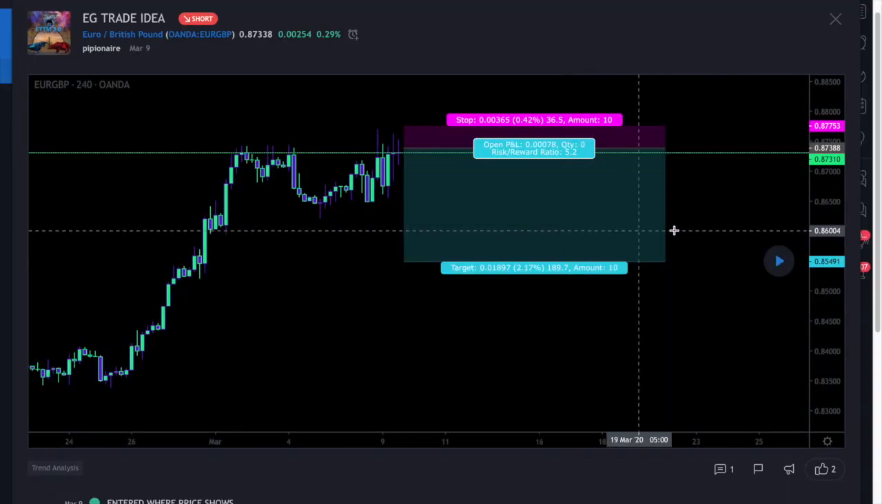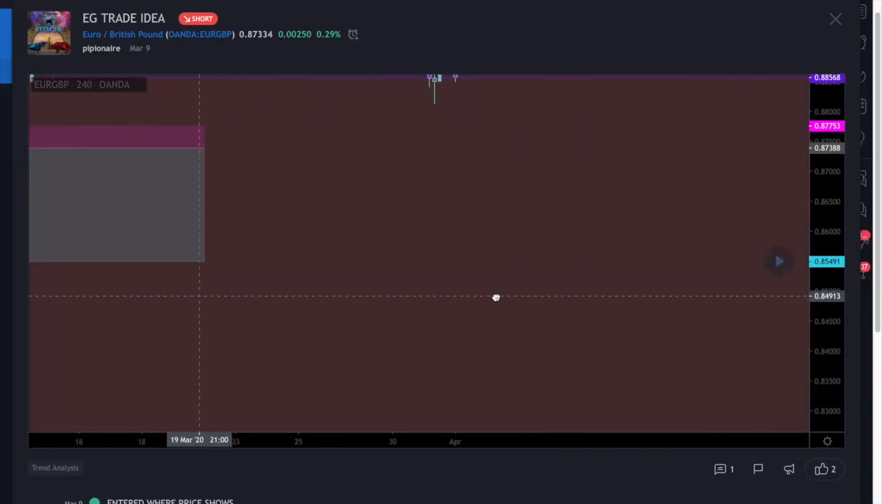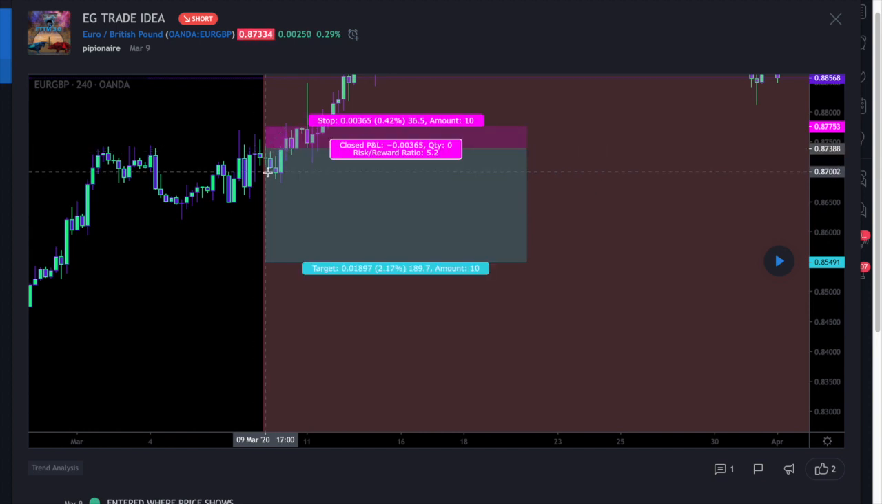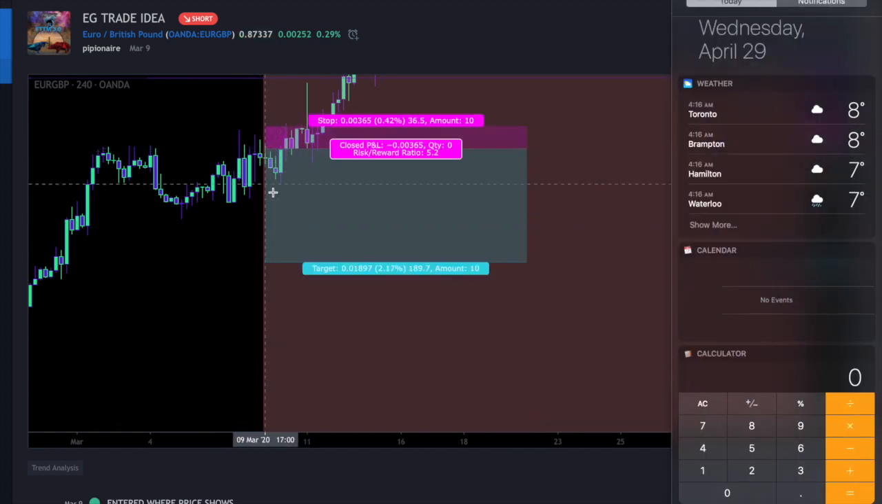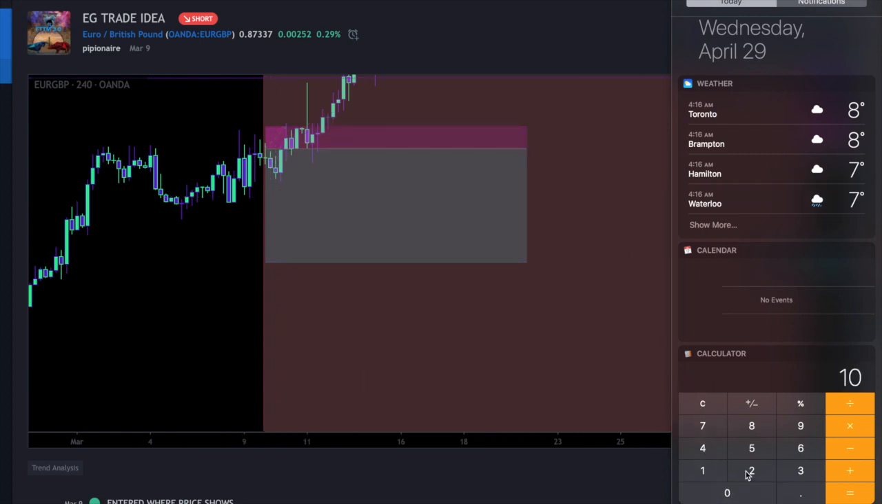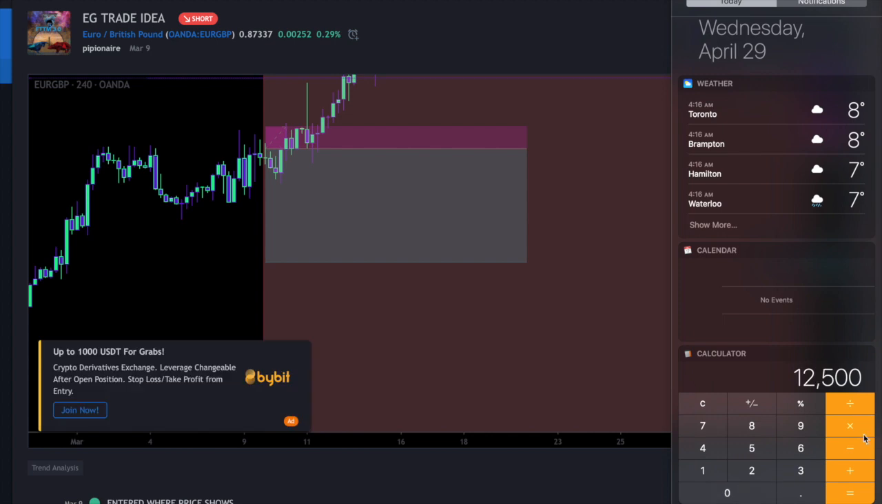Here is our GBP trade. Let's see how this plays out. So we were in profit immediately, and then we got stopped out. I'm going to count that as a loss because it's not deep enough in profit for me to put it at break even yet. So you guys can see, even with the wins and losses, it's still profitable.